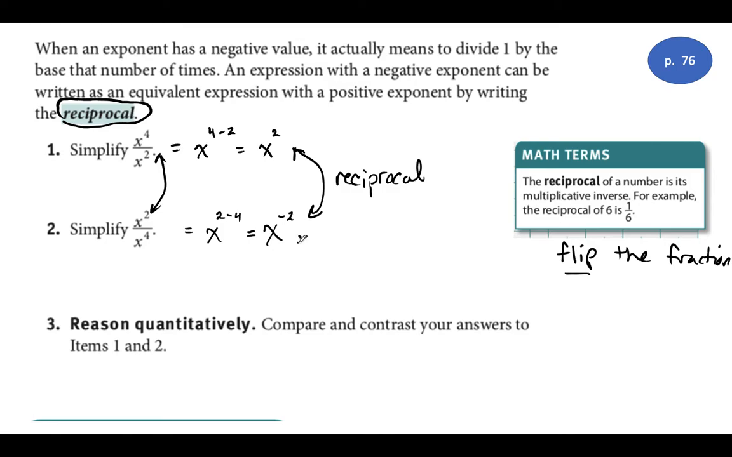I could simplify this one to be 1 over x squared, and then it's more obvious to see that x squared and 1 over x squared are reciprocals. But it is true, even if I leave it x to the negative 2 power, they are reciprocals.